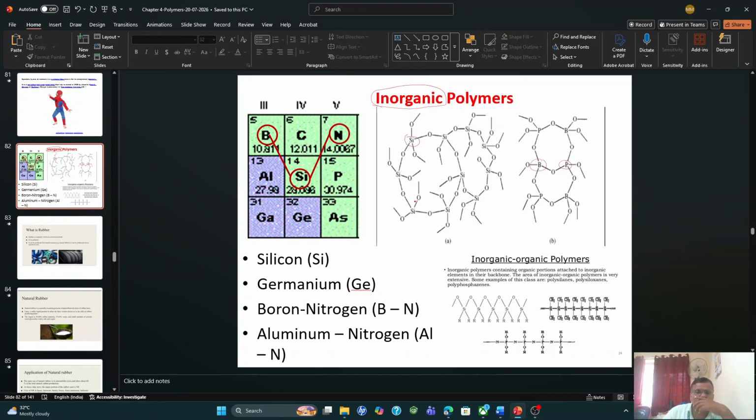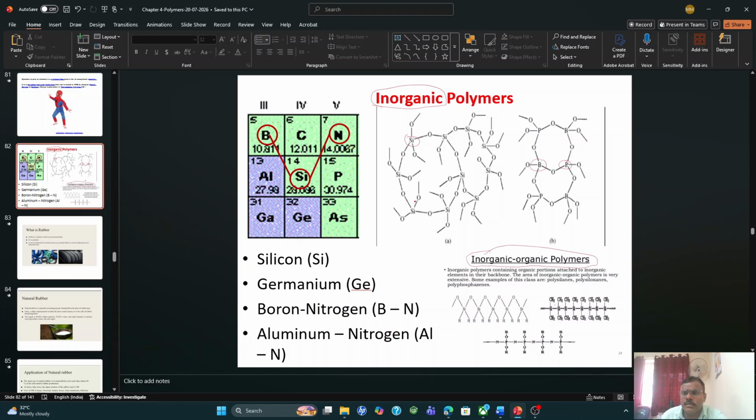Okay, so not only silicon, even germanium also can be used for the preparation of these inorganic polymers. Sometimes for different applications, we can also use inorganic and organic hybrid materials for different applications.